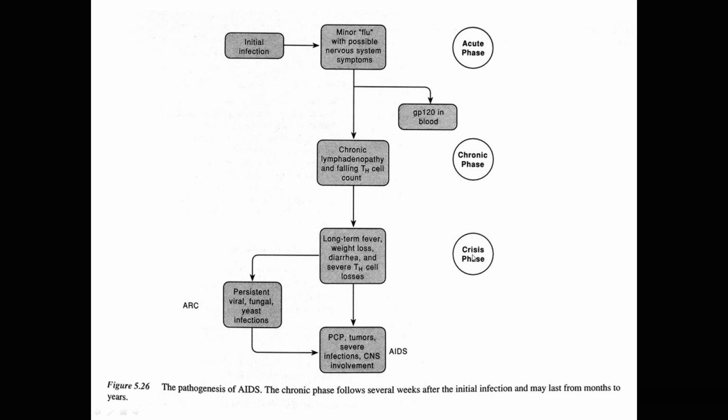This is followed by the crisis phase, demonstrated with long-term fever, weight loss, diarrhea, and severe Th cell losses, with consequences typically persistent infections: viral infections, fungal infections, yeast infection. This is known as AIDS-related complex. It will be complicated later by extremely severe infections, tumors, and CNS involvement.